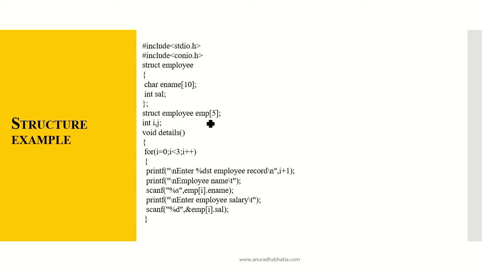So what happens is I am taking an array. I need to store data for 5 employees. Here it is for 5 employees. I've taken an example for 3. We can change this loop variable to 5 for accessing.